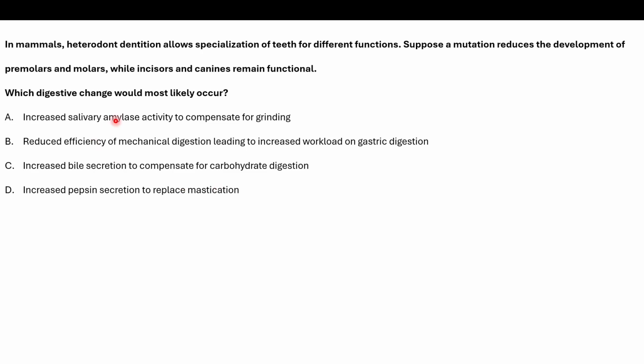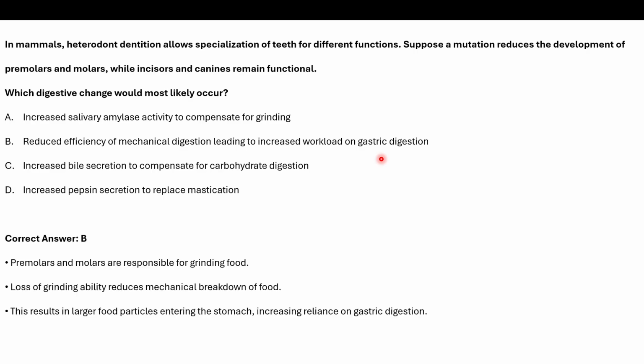So, if only incisors and canines are present there, but the molars and premolars for really chewing and grinding the food aren't functioning properly, then we will have reduced efficiency of mechanical digestion. Eventually, the gastric enzymes being secreted are the lone warriors in this digestive function, in case we don't have the teeth functioning properly. So the correct answer will be option B.